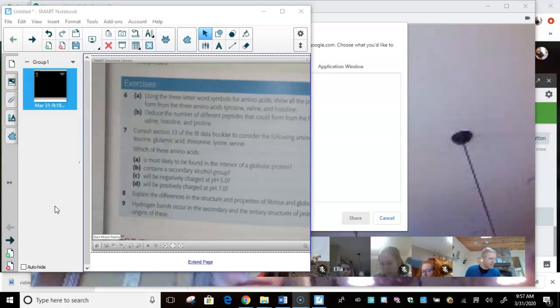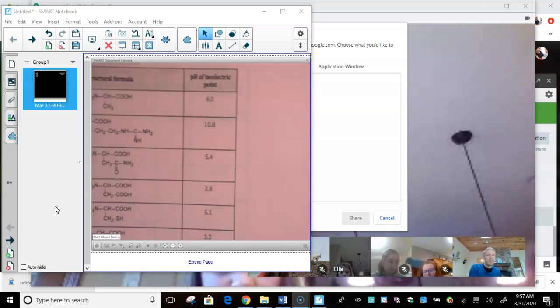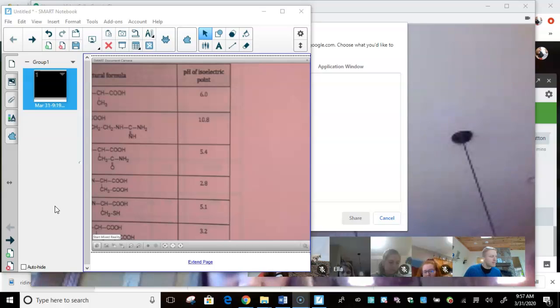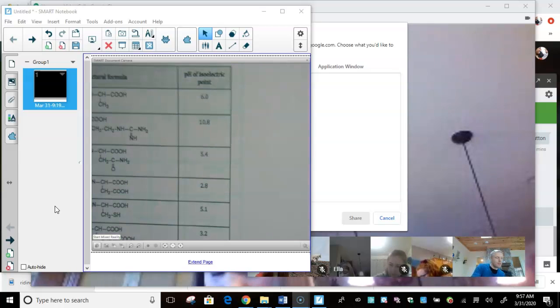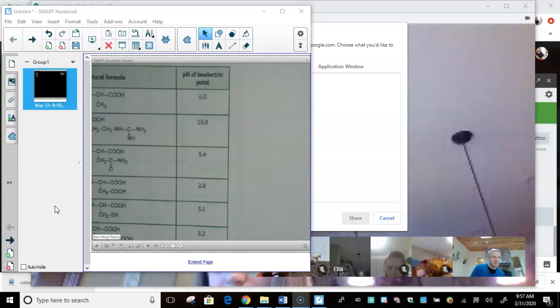Page 31, page 32, that has all the different amino acids. It has their isoelectric point. And the isoelectric point is where it's a Zwitter ion, so it's the pH that it's going to be a Zwitter ion, which means it has a positive and negative charge at the same time.